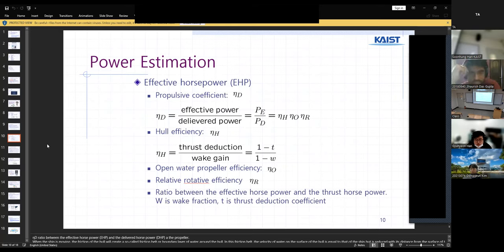Continuing the power estimation, we can calculate effective horsepower, and different efficiencies: the propulsive coefficient, the hull efficiency. The formulas are very simple. Propulsive coefficient is effective power divided by delivered power, which is equal to the product of open water efficiency, the relative rotative efficiency, and the hull efficiency.